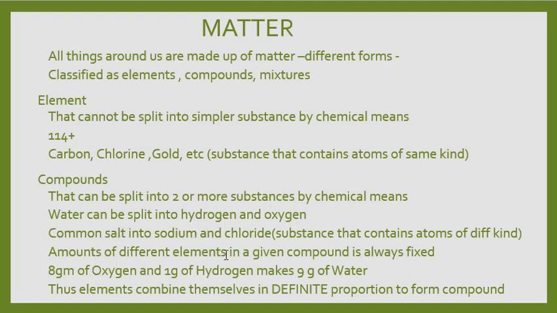The amount of the different elements in a given compound is always fixed. That means they combine in a fixed, definite proportion to form a compound. 8 gram of oxygen and 1 gram of hydrogen together form 9 gram of water. G is the symbol; gram is the measurement of mass, SI unit. CGS units we have studied. Thus, elements combine themselves in definite proportion to form a compound.